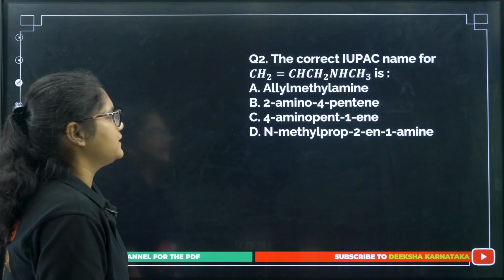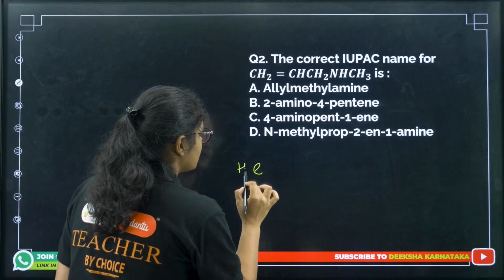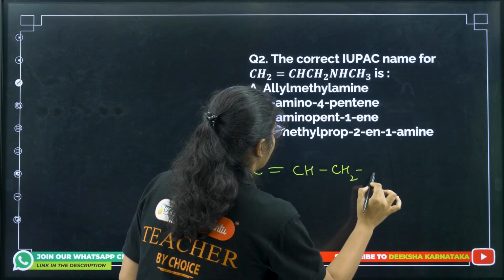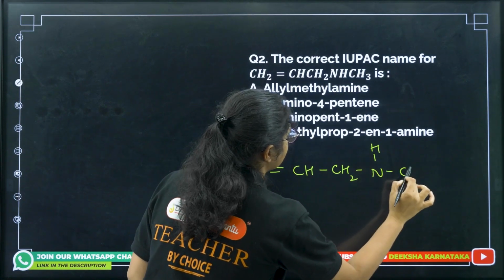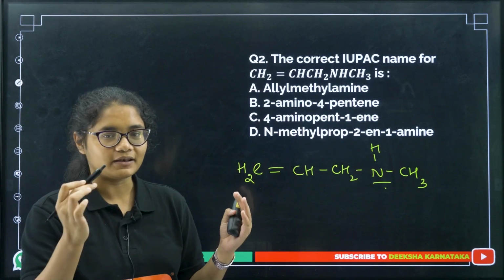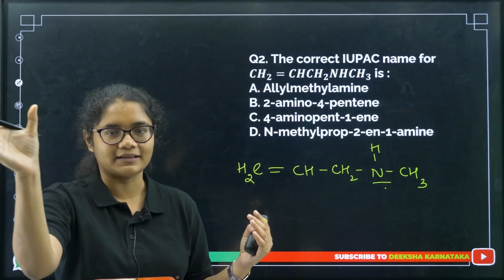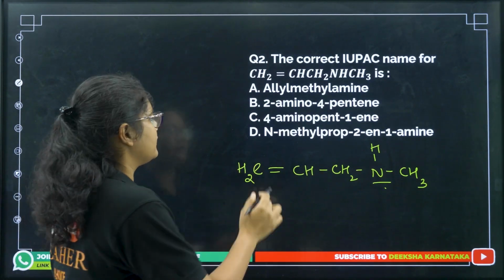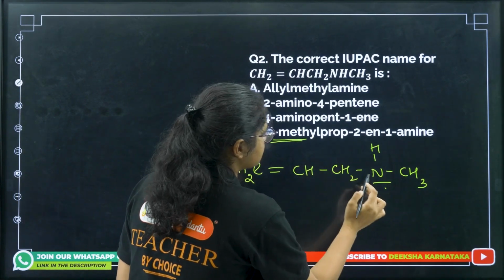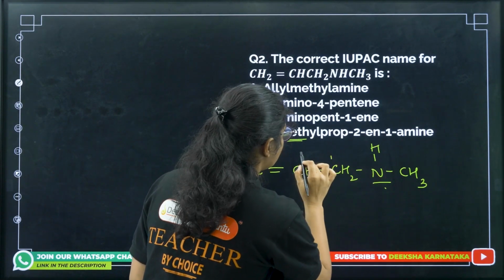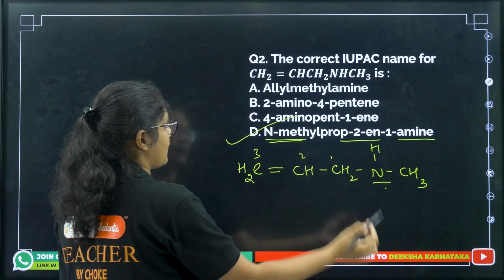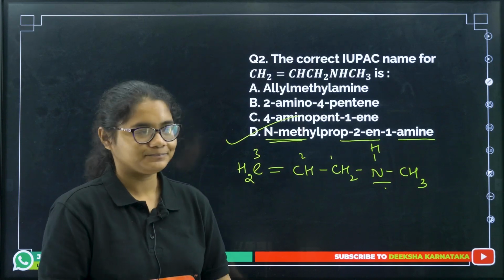Next, the IUPAC name for the given compound. So what is the compound here? We have CH2=CH-CH2-NHCH3. So definitely this is a secondary amine, right? And secondary amine name starts with N something, N ethyl, N methyl, right? Like that. And you see there is only one option in that way. So N methyl prop, so we have like this 1, 2, 3, right? N methyl prop-2-en-1-amine. Correct answer is option number D here.